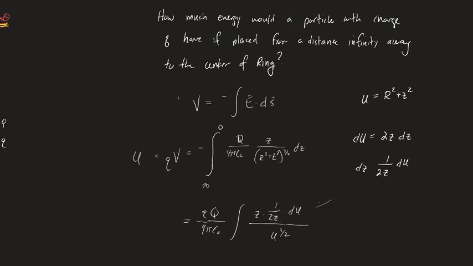So you're basically having to do this integral. The z's cancel. You can pull the 2 out. And now you just have to take the integral of u to the negative 3/2 power. That's what's in our capabilities.